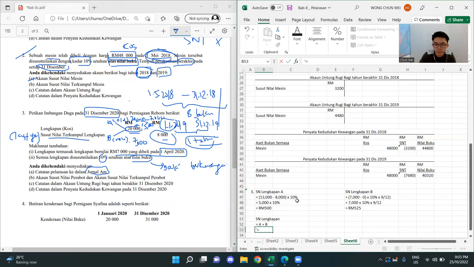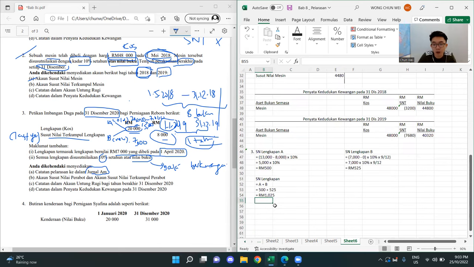So the A is 500 and the B is 525, and you will get 1025. So this is the amount that we record in our account susut nilai in our account rugi in our penyata kedudukan kewangan. But then how do you get this figure? You have to break them to the old one and new one. And then we have to calculate separately.